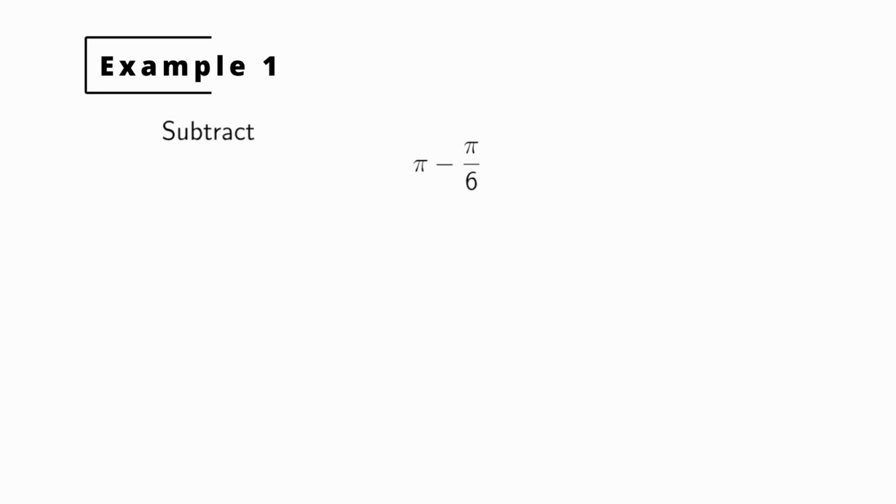If I want to do the subtraction problem, pi minus pi over 6, we can just treat this as a sort of fraction subtraction. I could think of pi as just being like pi over 1. And now I have fraction subtraction again. So we need a common denominator. The common denominator is 6, so multiply pi by 6 over 6. And so this becomes 6 pi over 6 minus pi over 6.